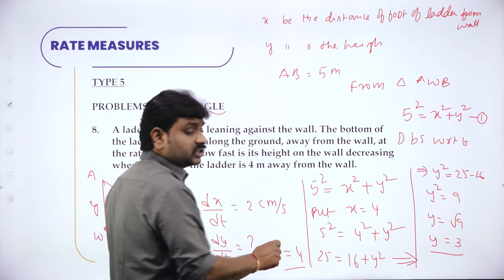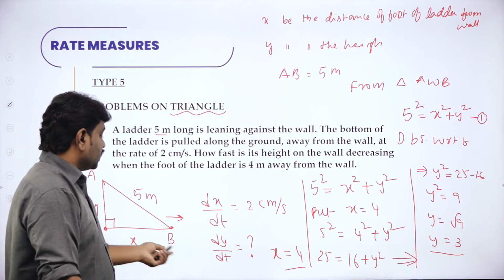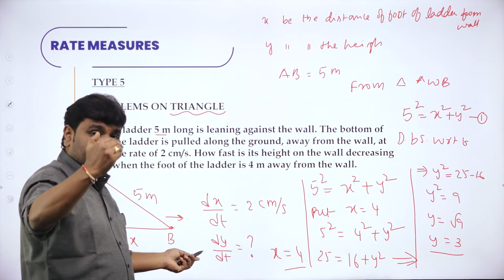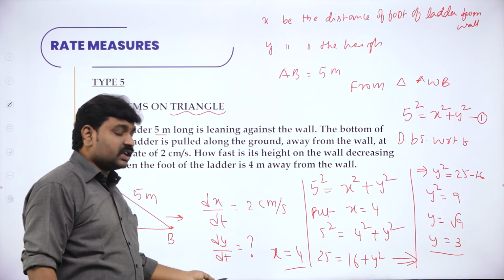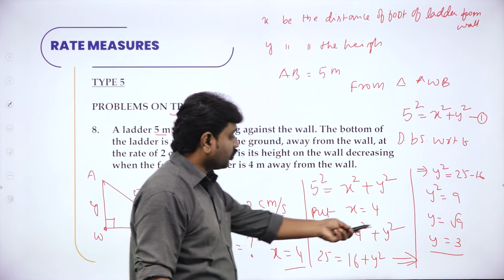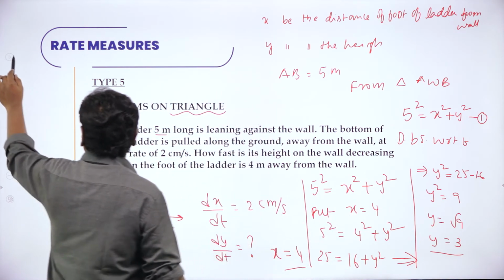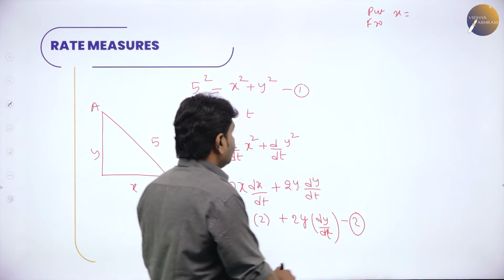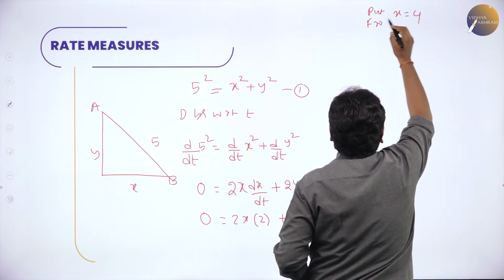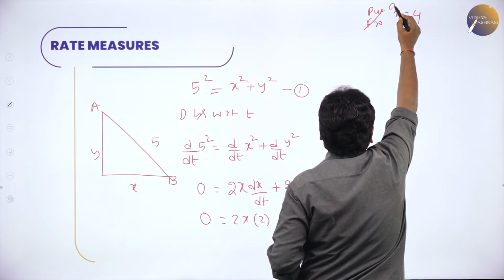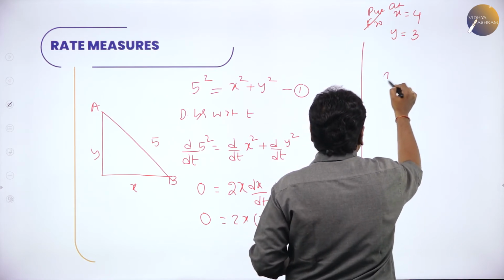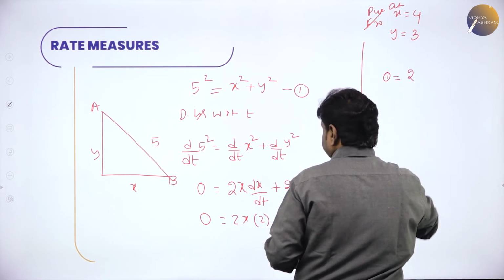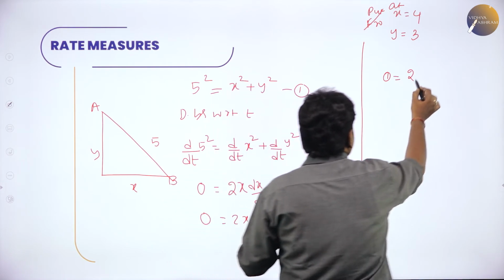So y value, first they will give one variable x. They want dy by dt. At what rate the height of the ladder decreases with respect to time. Dy by dt is required when x is 4. So put x is equal to 4 and get y also, because we need y here. So now you know y also. At x is equal to 4, y, how much we got? 3. Put them.